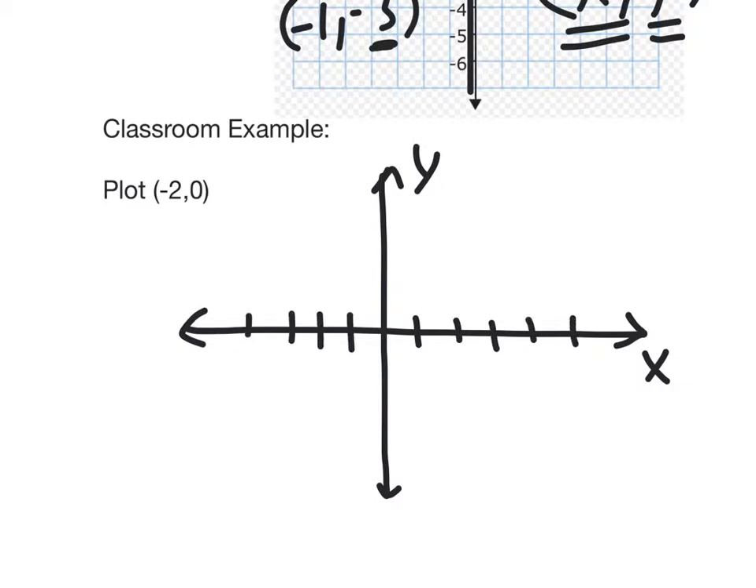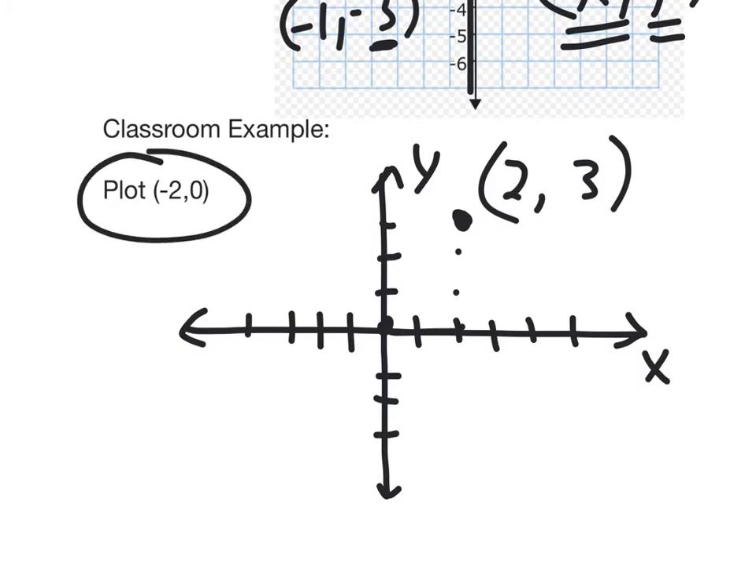So if I was going to graph a point like (2, 3), I would start at the origin and go, forgot my parentheses, over 2 and up 3 to right there. So you plot (-2, 0). Good luck.